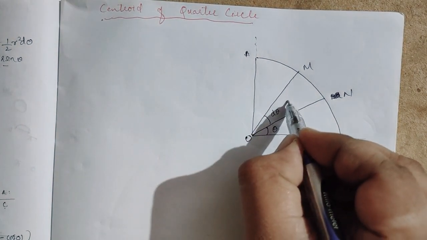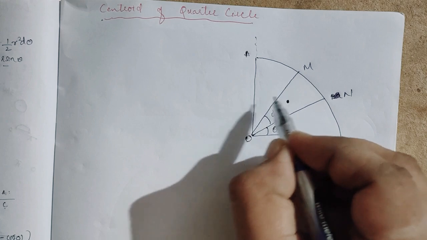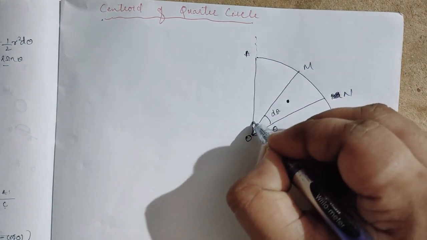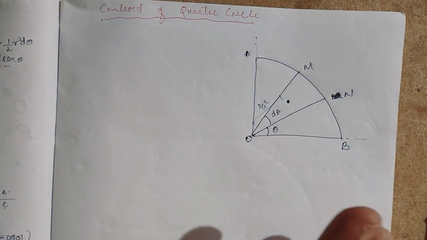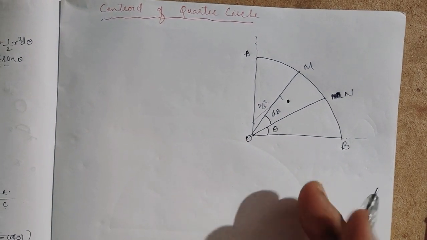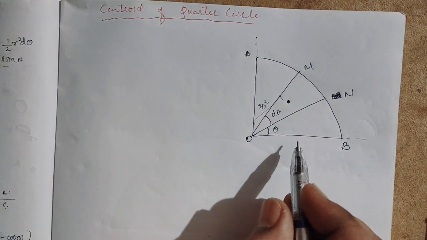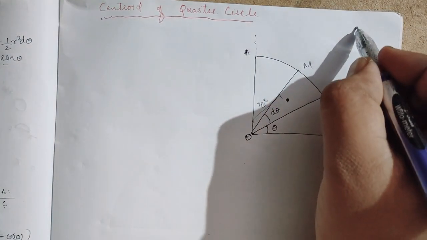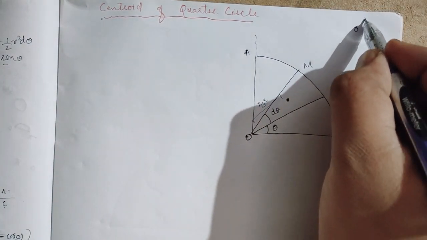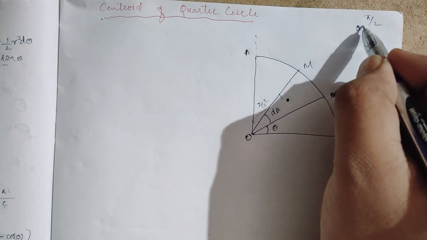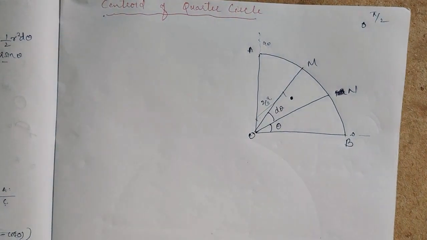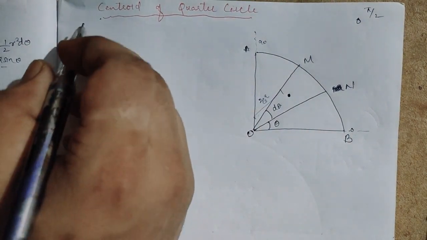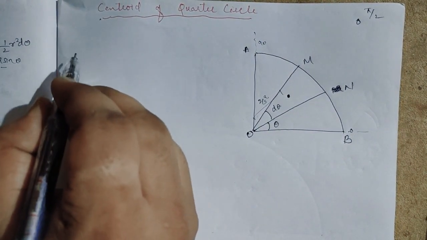We also consider a centroid. It is at a distance of 2 by 3 r, same as we did in the semicircle. But here the limit will change during integration, that is 0 to pi by 2, which is 0 to 90 degrees. I'll go quickly in this topic.